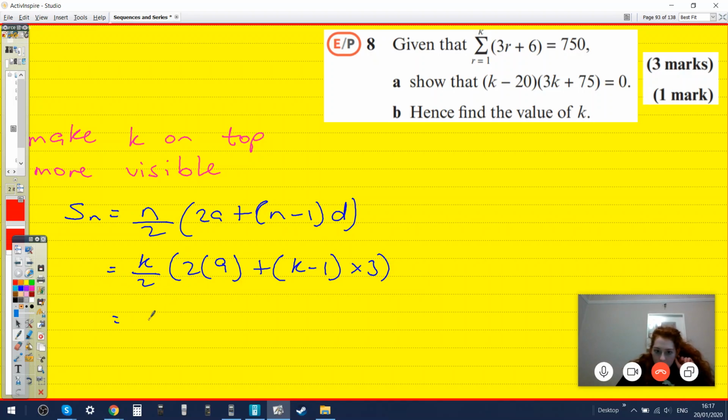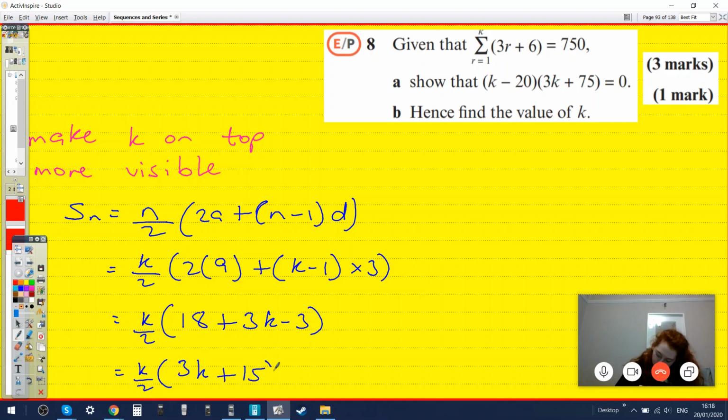I'm not quite sure how they've got to them brackets. So what did you get? Did you expand it out? Yeah, I've expanded it like that. So K over 2, 18 plus, was it 3K minus 3? Yeah. And so K over 2, let's say 3K plus 15? Oh, I know what I've done. I didn't do the 15. Oh, you didn't simplify it, was it? Yeah. Okay.